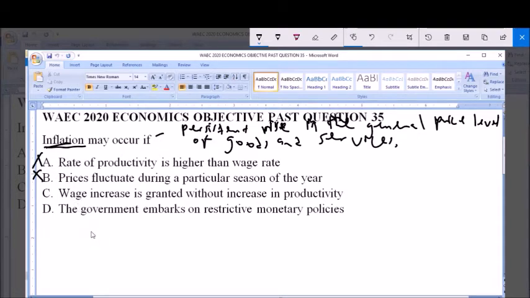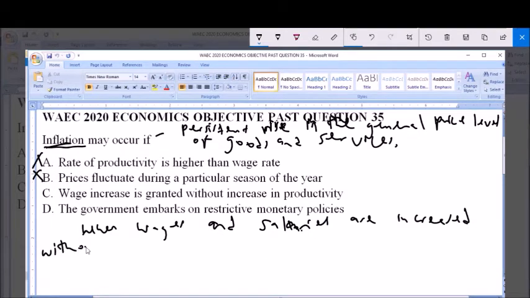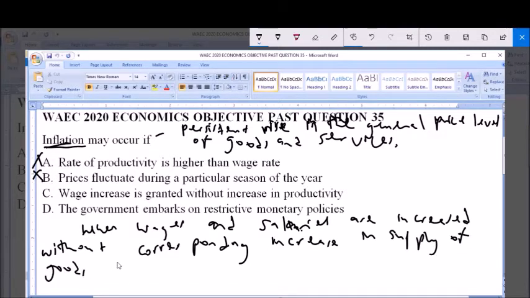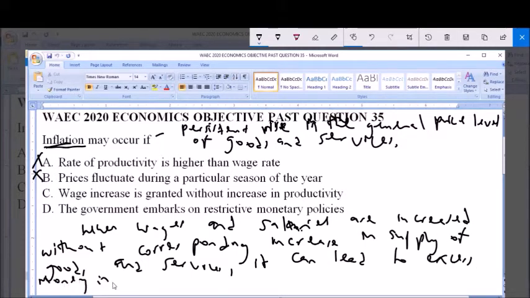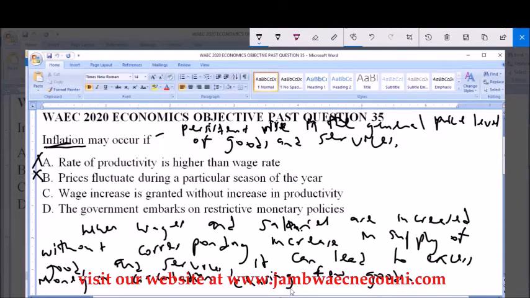Now option C says wage increase is granted without increase in productivity. When wages and salaries are increased without a corresponding increase in supply of goods and services, that is production, it can lead to excess money in circulation chasing few goods. So the prices of the few goods, because of the excess amount of money in circulation, will rise. And that will be inflation.